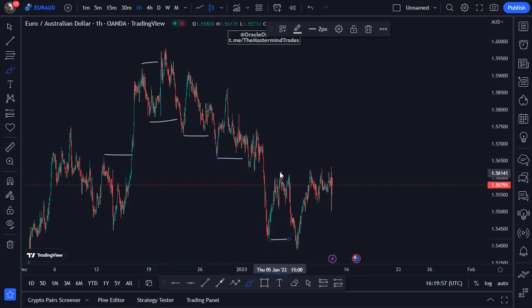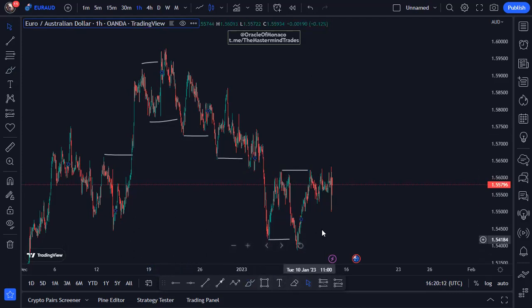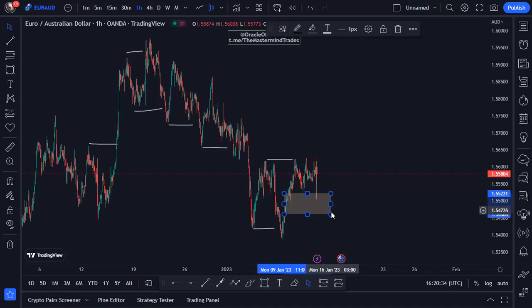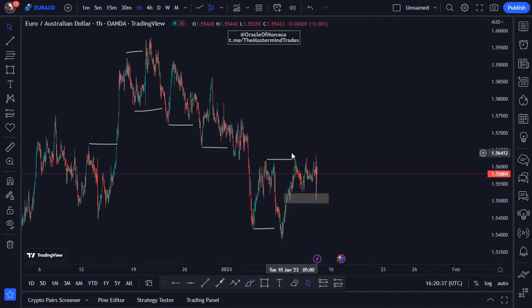Now, right here we have a change of character because you can see price slightly flipping above the previous high right here. Now, what a lot of institutional traders want to do is, when you find this break of structure right here, you want to start looking for your supply or demand zones, as in this case, let's say a demand zone right here. You want to start looking for an order block that you take your trade from.